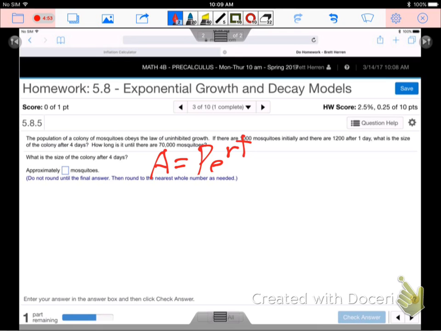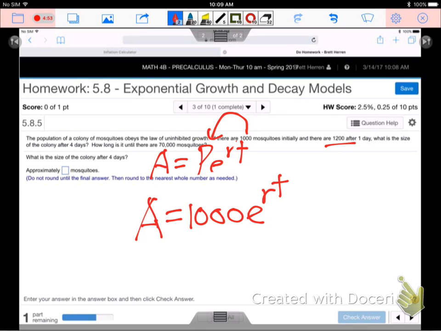Population, what is it? Now I wrote over the numbers there. So there's 1,000 mosquitoes initially. Where does that 1,000 go then? Yeah, good job. That's like the principal investment. That's like the money you put in the bank first. In this case, we're putting mosquitoes in the bank. All right, and there's 1,200 after 1 day.